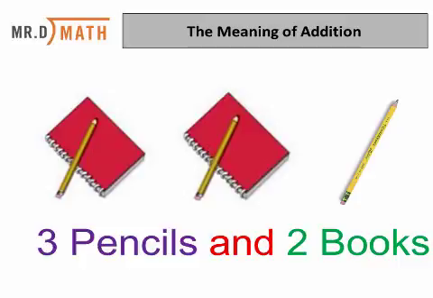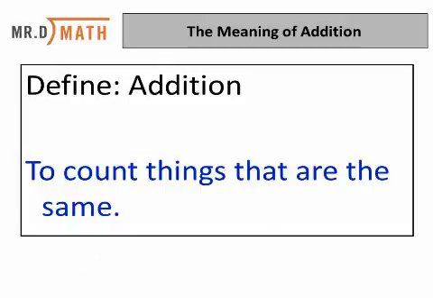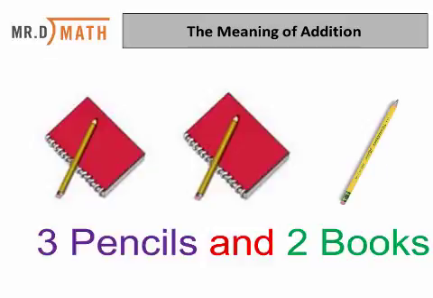I think we're getting close to the definition of addition. Here it is. To define addition, it's simply this. Count things that are the same. Notice we went to count the books, the pencils, the notebooks. As you see here, it's 3 pencils and 2 books. It's not 5 of anything. How do you know? Well, we counted the things that are the same. We counted the 3 pencils, 1, 2, 3. We counted the 2 books, 1, 2. So we say, if I was going to add up what I see in front of me, it's because I counted things and I counted what was the same. 3 pencils and 2 books.